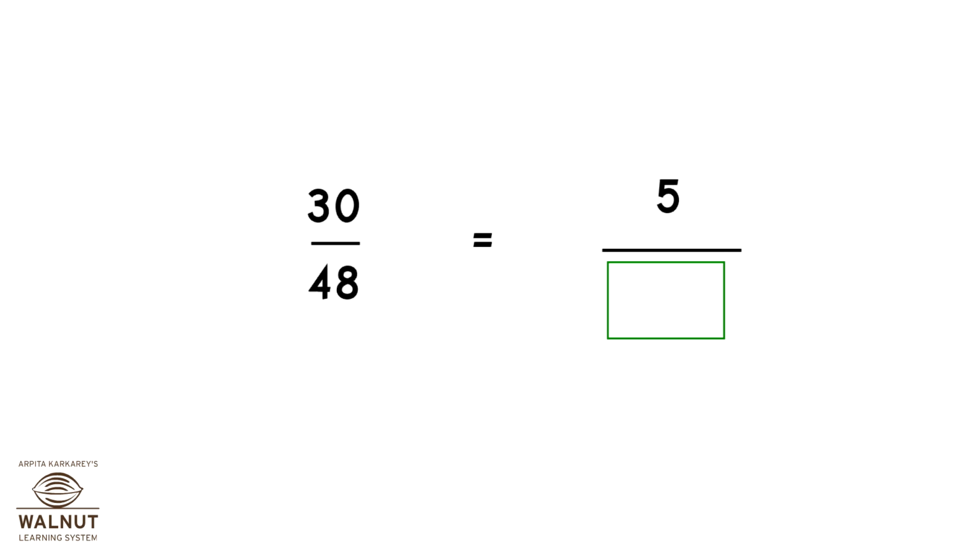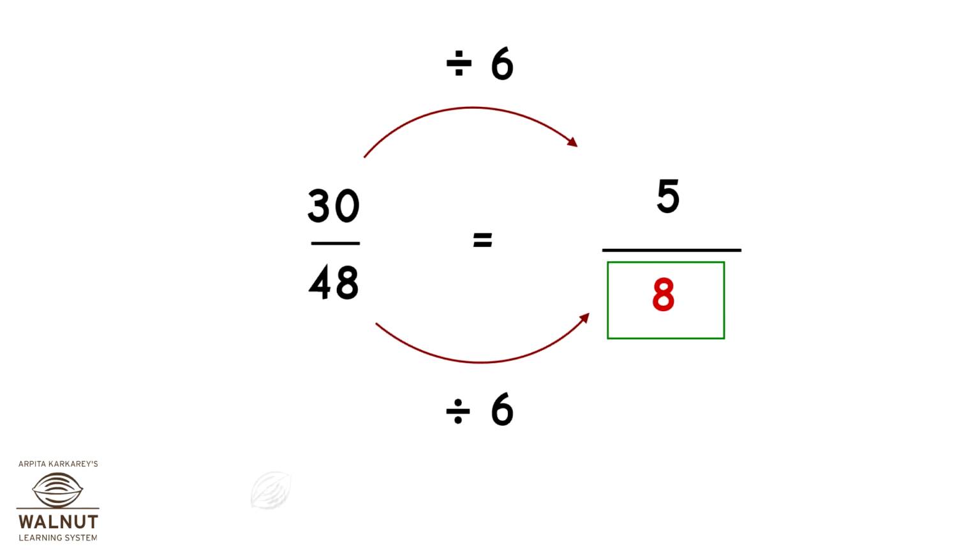Here is one more. We have 30 upon 48 and we want to make an equivalent fraction with numerator 5. 30 divided by 6 is 5. Now, whatever we do to the numerator, we have to do to the denominator. So we divide the denominator by 6, which gives us 8. The equivalent fraction hence is 5 upon 8.